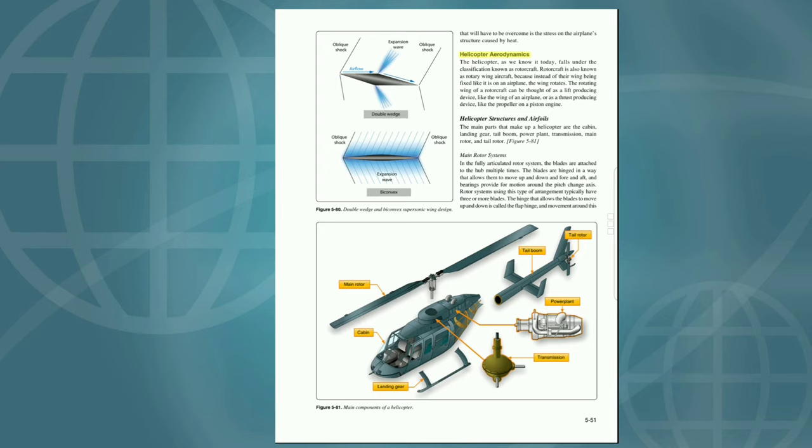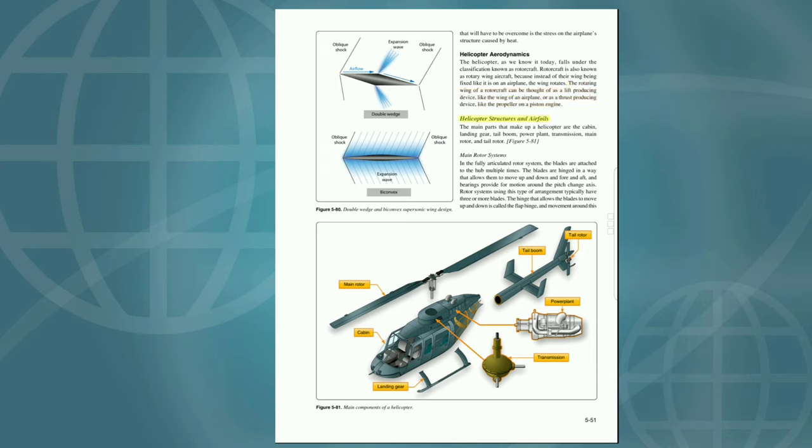Helicopter aerodynamics. The helicopter, as we know it today, falls under the classification known as rotorcraft. Rotorcraft is also known as rotary wing aircraft, because instead of their wing being fixed like it is on an airplane, the wing rotates. The rotating wing of a rotorcraft can be thought of as a lift-producing device, like the wing of an airplane, or as a thrust-producing device, like the propeller on a piston engine.